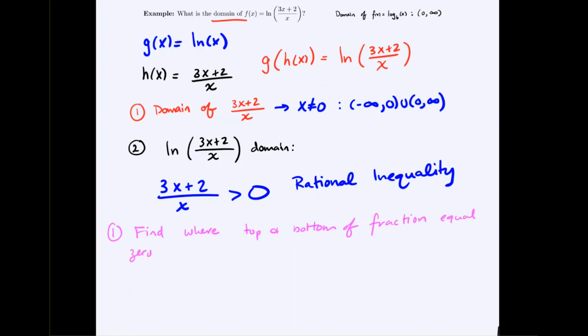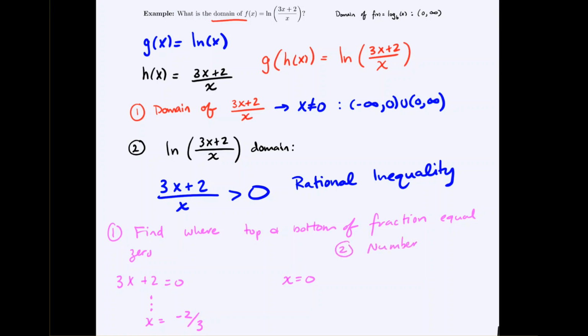So in this case, I'm going to set up the equations 3x + 2 = 0, and x = 0. So x = 0 is simple, just that x = 0. For 3x + 2, I'm going to subtract 2 from both sides, divide by 3, and after a little bit of work, I would get x is equal to negative 2/3. And then what we need to do, step 2, is to make our number lines.